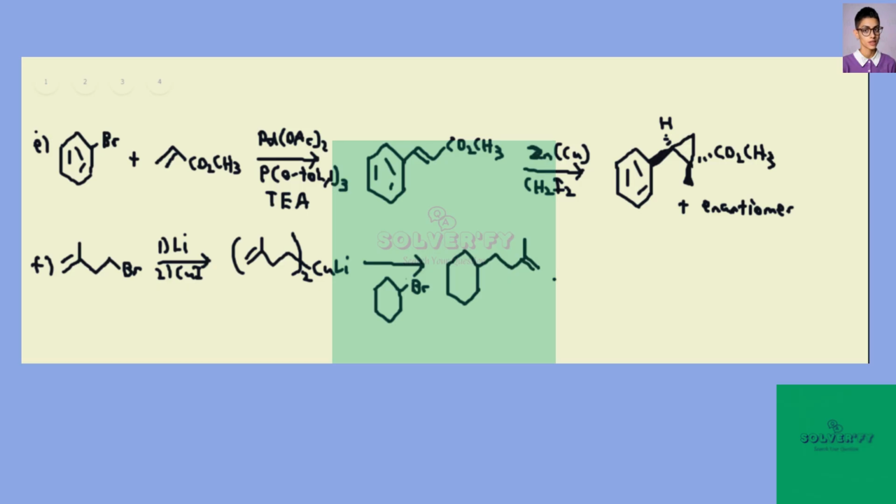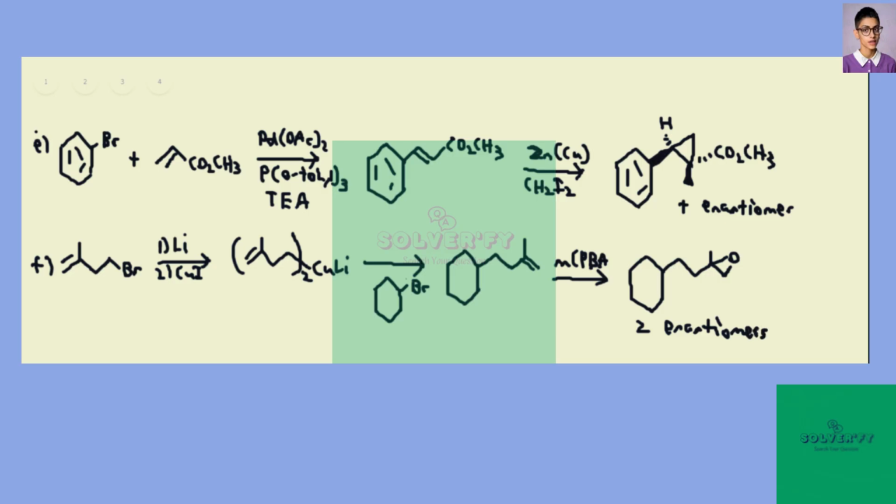And the last thing that we need to do is install an epoxide where that alkene is. And so mCPBA is the reagent that we know can do that. So there's our epoxide, and we would get two enantiomers here.